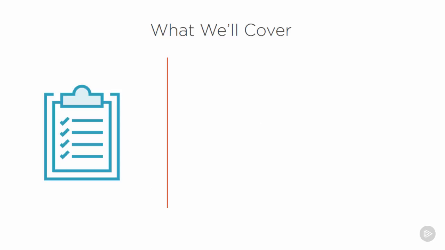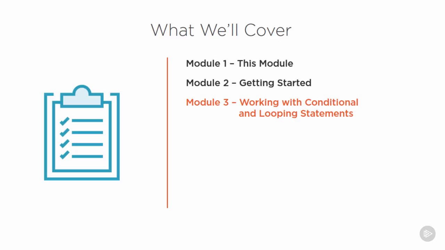Let's talk about what we're going to cover in this course. We have 14 modules. The first one is this introduction. In the second module, we dive into C#, get our feet wet with our first C# program. In Module 3, we talk about conditionals and looping statements, and of course we'll explain what those are and how to use them. We then go on to the heart of C#, creating types and classes.